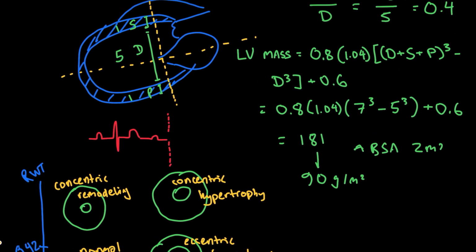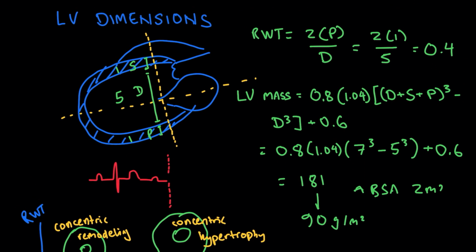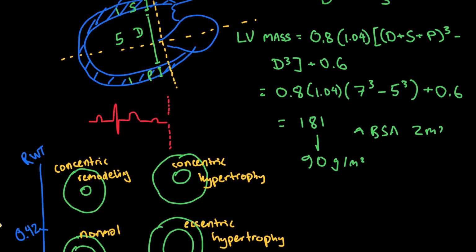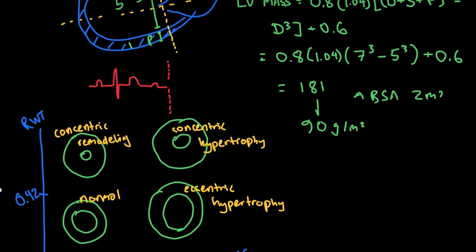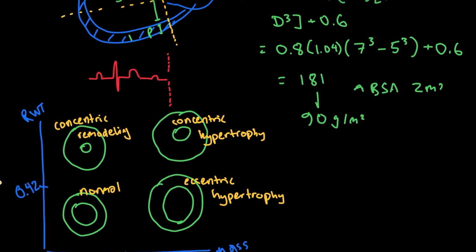And so, just from some simple measurements made at end diastole, when the left ventricle is at its largest, we can both comment on the relative wall thickness, whether that's normal or abnormal. We can comment on the estimated mass of the left ventricle, and then we can classify the heart and say whether it's normal, concentric remodeling, concentric hypertrophy, or eccentric hypertrophy.